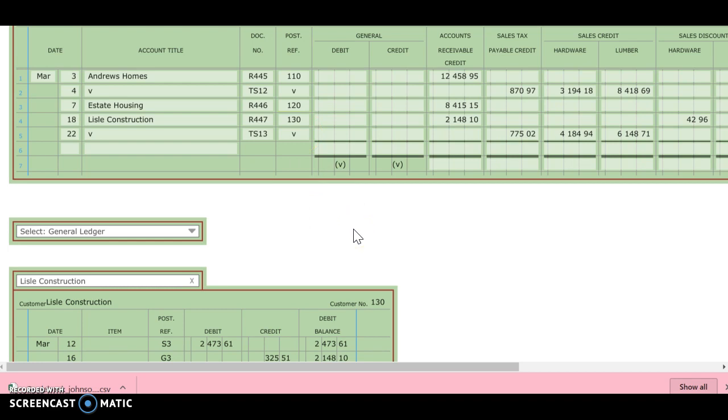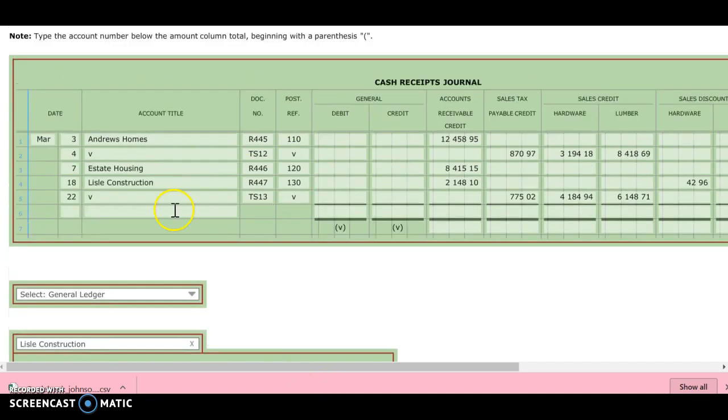Now, step 2 tells me that I'm going to prove and rule the cash receipts journal and then post the totals to the general ledger. So prove and rule, I'm going to first figure out what my totals are. So I'm going to go back to my cash receipts journal. My date then, I'm in March, so the last day of March will be the 31st. Label that as the totals. My general debit total is 0. My general credit total is 0.